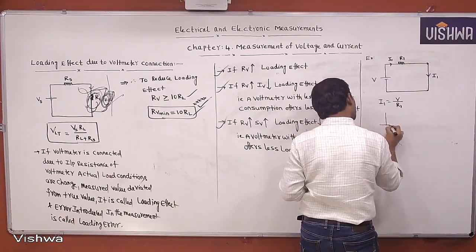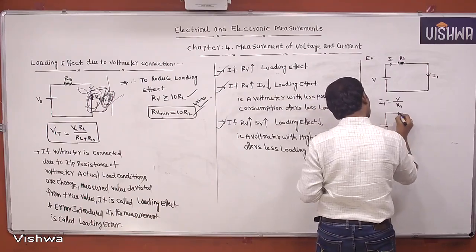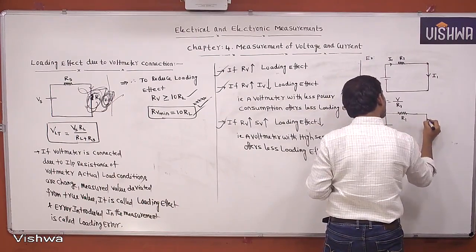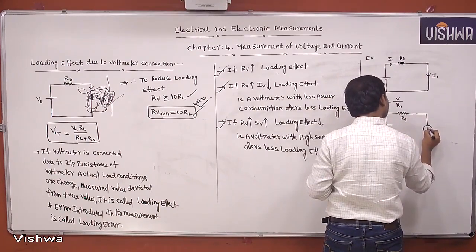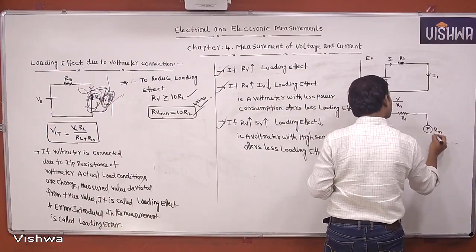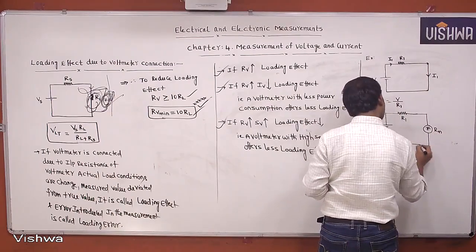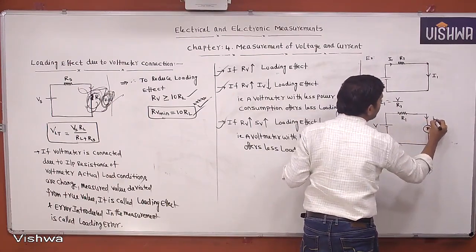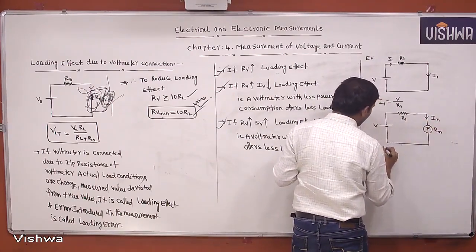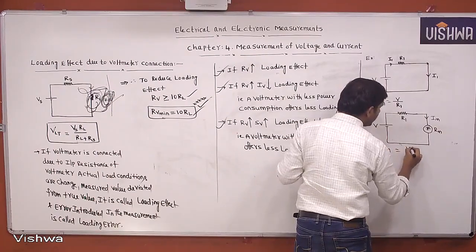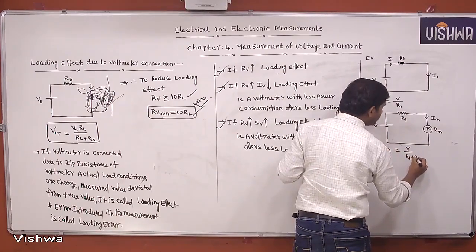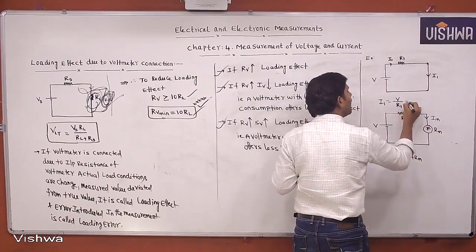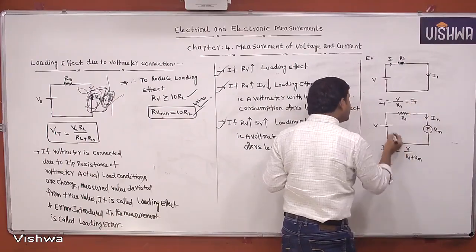But practically, to measure this current, what can we do? We can connect one ammeter. Let this be R1. Then we are connecting one ammeter. The ammeter will offer some resistance, na? Let that be Rm. Then this is V. Let this current be the measured current Im. Then Im equals V by R1 plus Rm. This is the true value, and this is the measured value.